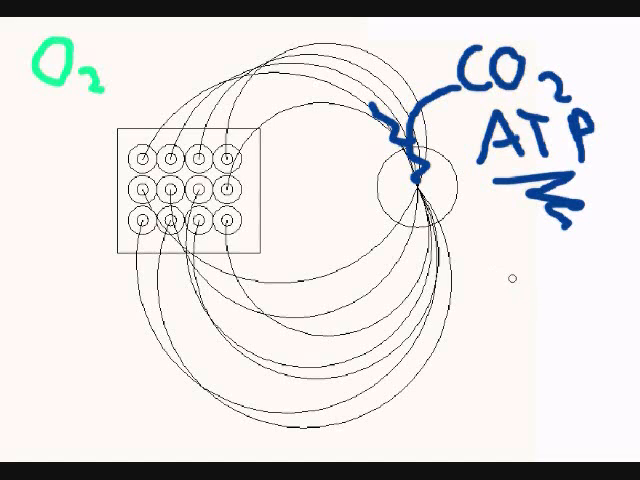Now the ATP is pretty much what we're aiming for. It's a source of energy, adenosine triphosphate. So it's a basic energy carrier that all cells use. And what it's going to do is it fuels all of the cell's functions.